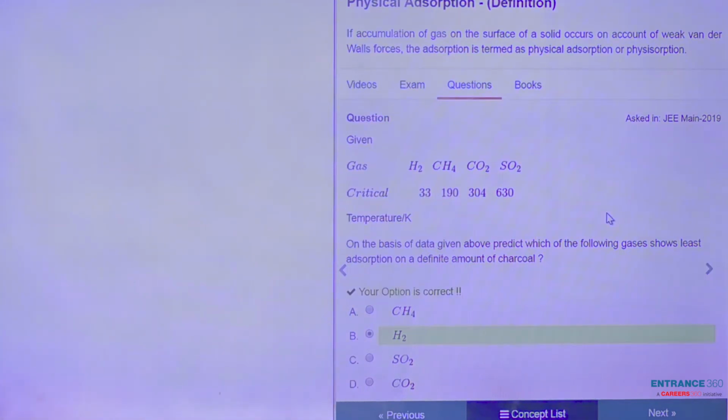So the correct answer for this question is option B, H2.